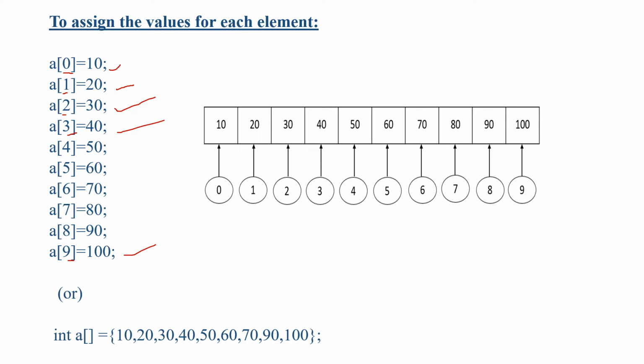Look here in the diagram, element 0 is assigned with the value 10, element 1 is assigned with the value 20, element 2 is assigned with the value 30, and so on till element 9 is assigned with the value 100. This is how we will assign manually in the program. Instead of that, we can assign like this also, that is giving the values inside the curly braces. It will automatically assign the first value to element number 0, the second value to element number 1, and the last value to element number 9. Like this also we can assign the values for each element in our program.